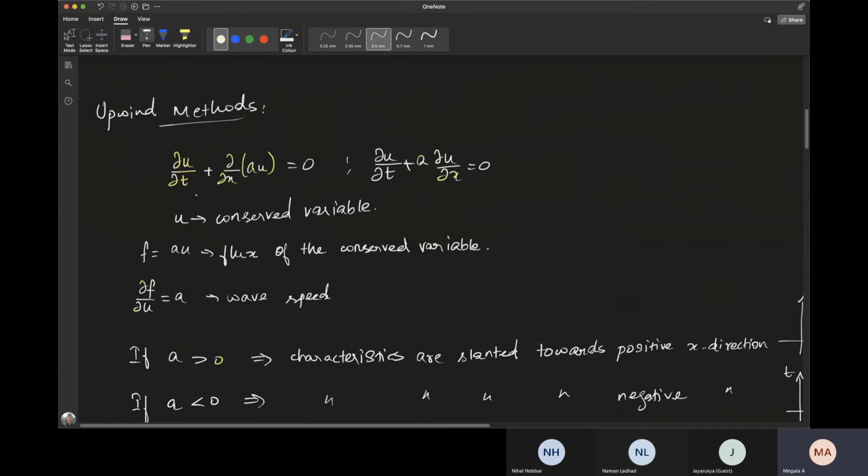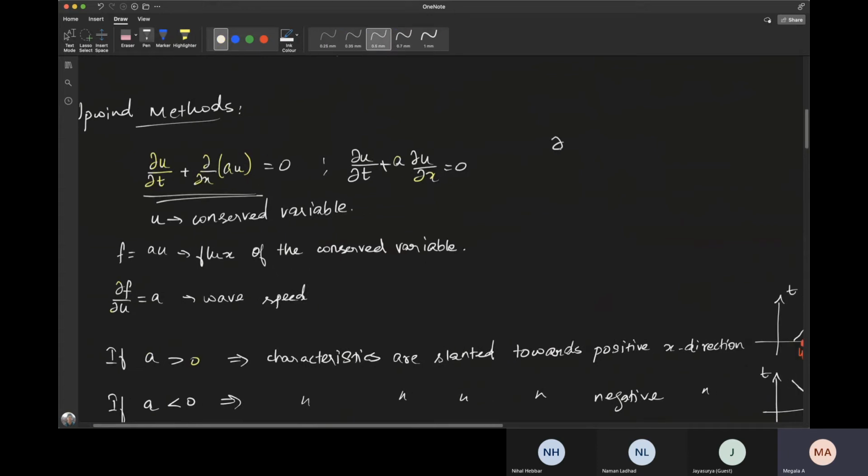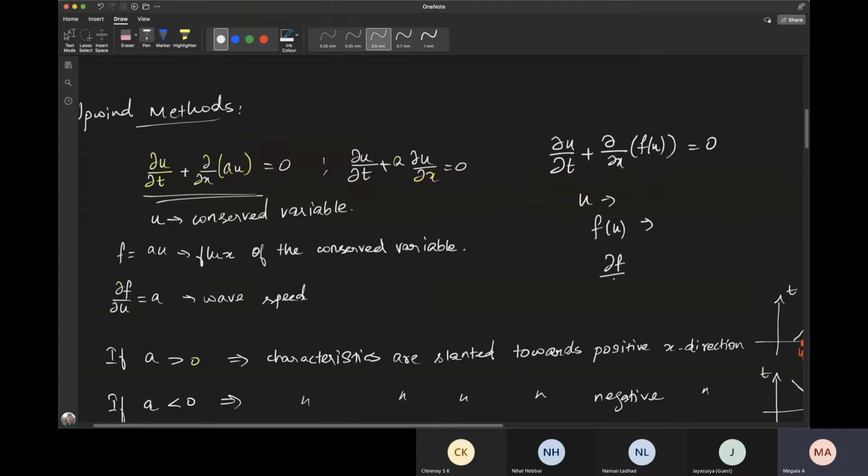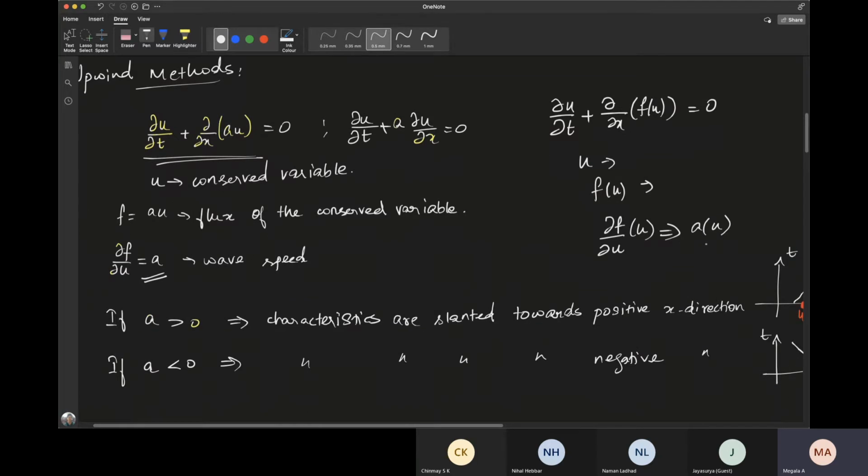So instead of just this kind of equation, you consider some general equation. Here u is the conserved variable and f of u is the flux vector. Now here again you can take dou f by dou u. This also can be a function of u. Here a was just a constant. Instead of that, this quantity can also be a function of u. I'll just write it as a of u.